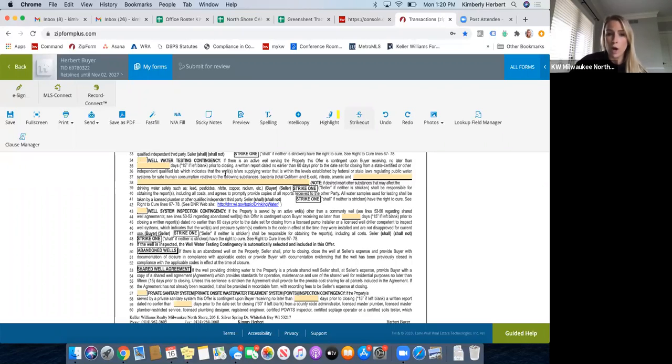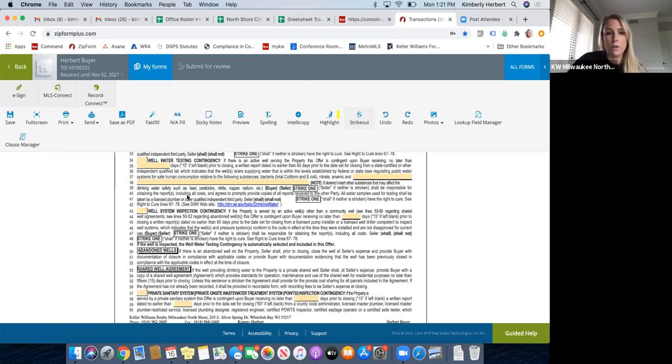So for a well water testing, if there's an active well serving the property, this offer is contingent upon the buyer receiving no later than, and default is 15 days prior to closing, a written report dated no earlier than 60 days prior to the date set for closing, indicating that the well water is fine, that there are no unsafe levels of bacteria, nitrate, arsenic.